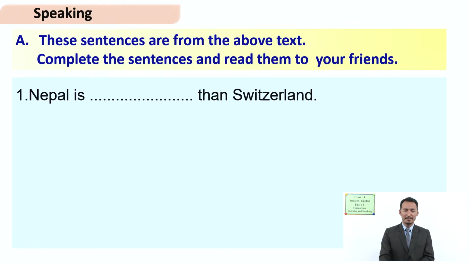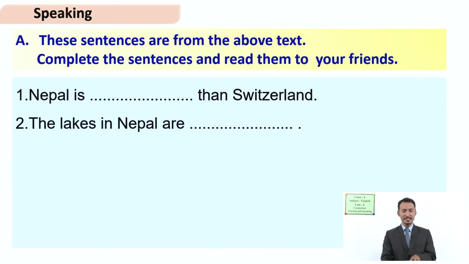Yes. So it's A. These sentences are from the above text. Complete the sentences and read them to your friends. Now please remember the text we read before, and please try to complete the sentences here. So the first sentence is: Nepal is ___ than Switzerland. What can be the answer? Please guess. Okay, I'll show you the next sentence.